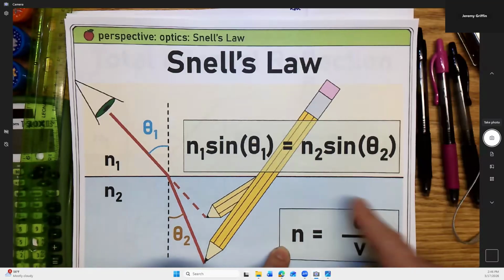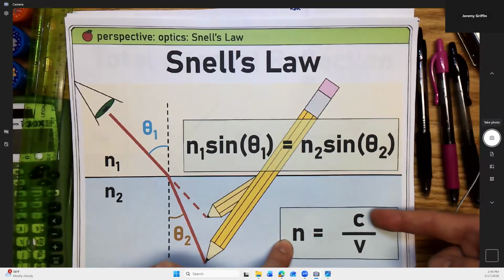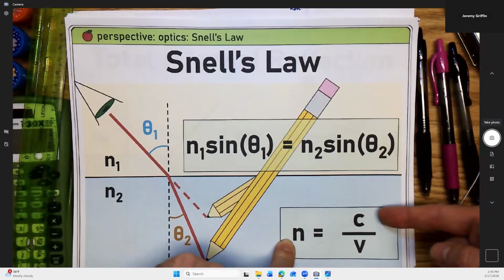And if you know how to read this, then you'll understand what this is. Okay? So guys, what is c usually in physics? The speed of light in a vacuum. So 3 × 10⁸ meters per second. That's a universal constant, right?